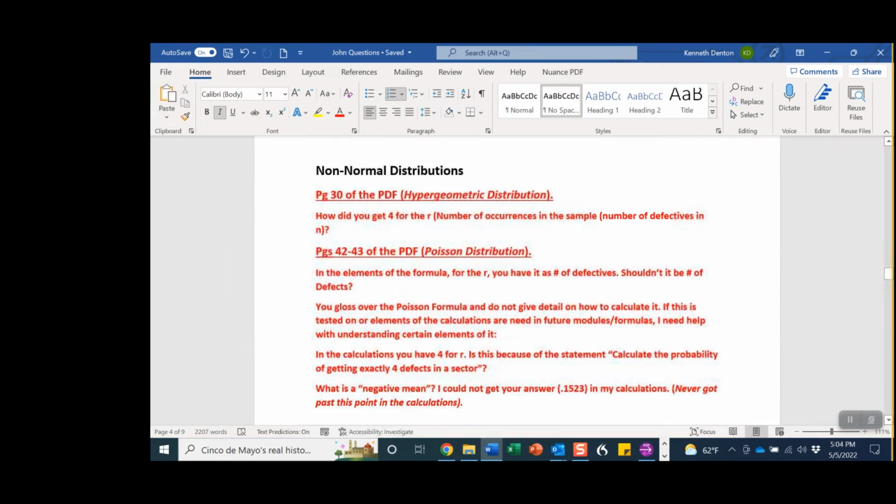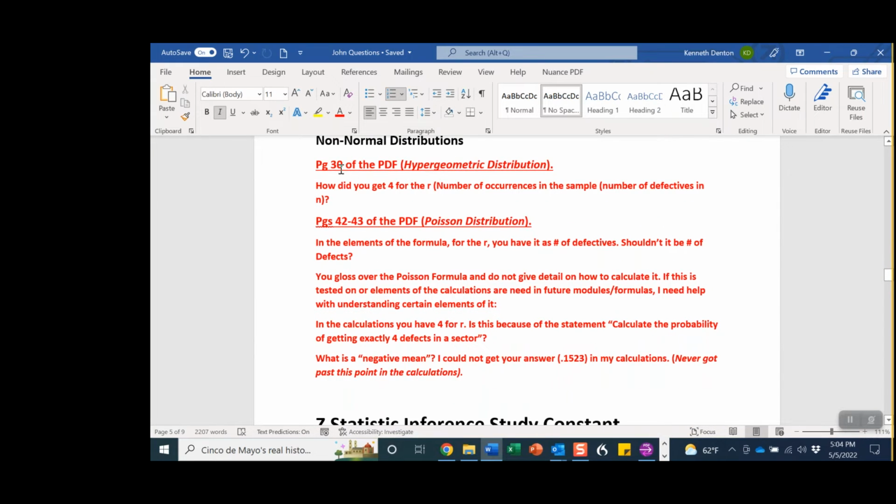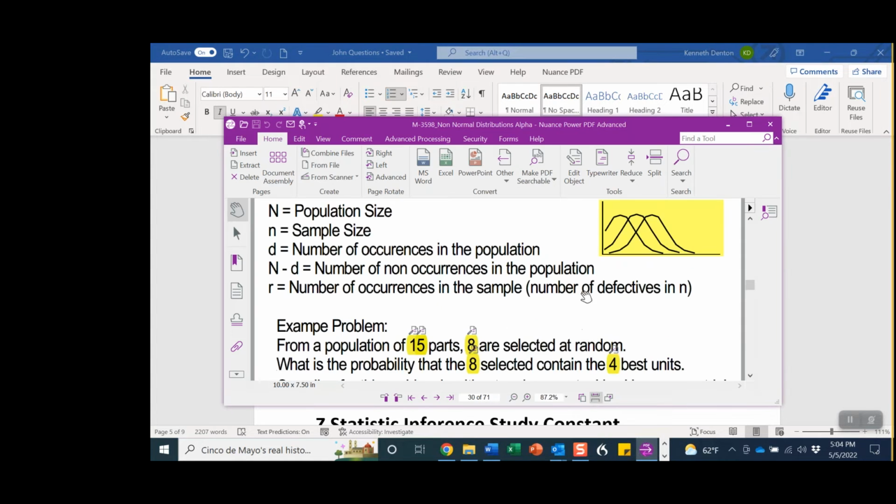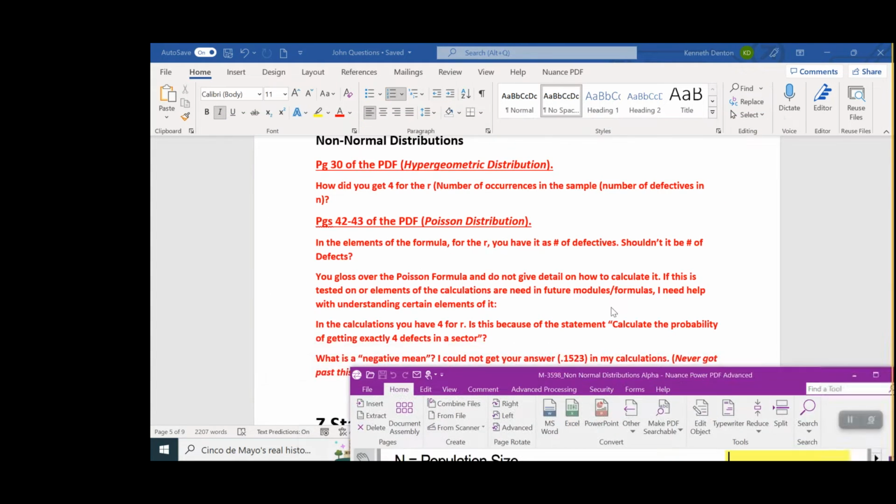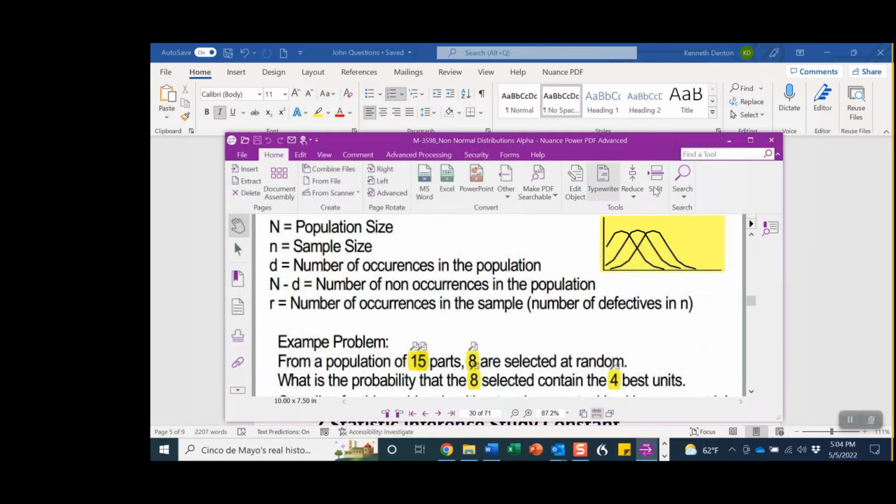All right, non-normal distributions. Okay, page 30 of the PDF. How did you get the 4 for the R, number of occurrences in the sample, number of defectives in N? Okay, so I'm going to pull that up. I wanted to get the 4 best. How many are there? There's 4. Page 30. I think I'm already on 30. Okay. Let's see here.